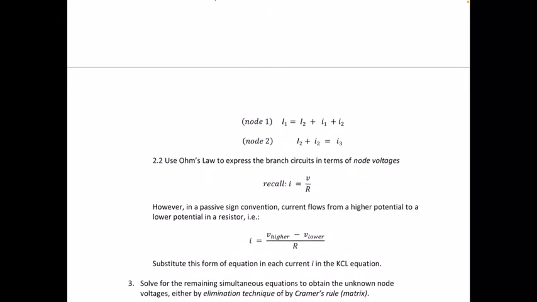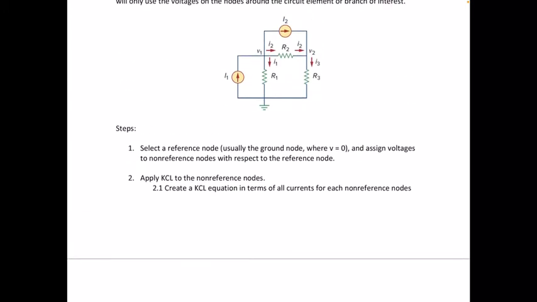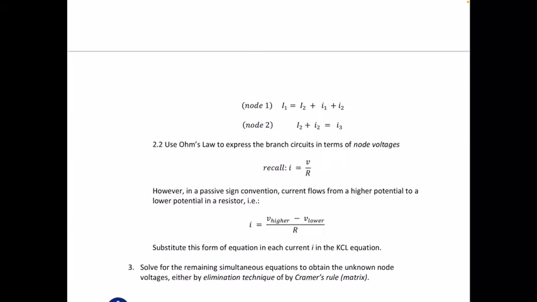However, in a passive sign convention, current flows from a higher potential to a lower potential in a resistor. So we have the flow of current from a higher voltage down to a lower voltage. To express that, we have higher voltage minus lower voltage. Going back to this diagram, since I2, the branch current in the resistor R2, passes from left to right, it is assumed that V2 is larger than V1. So that's just what it means.